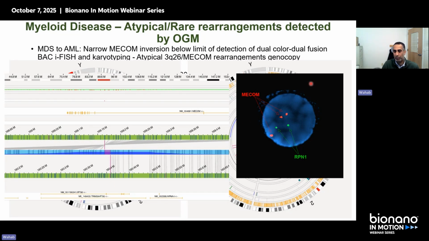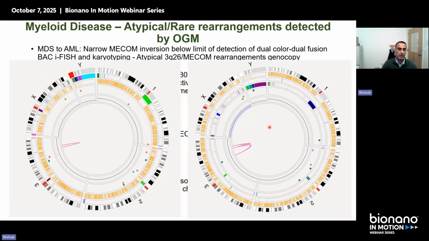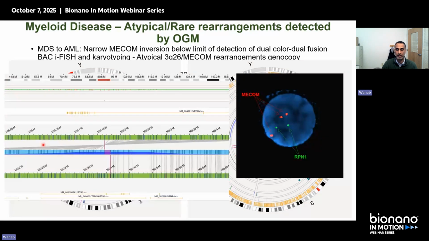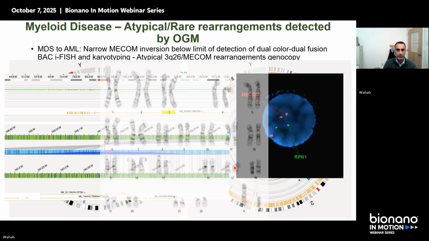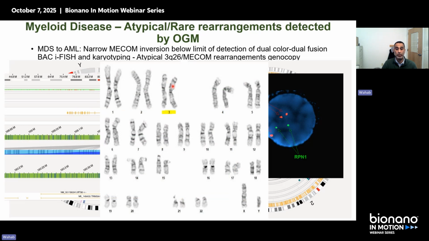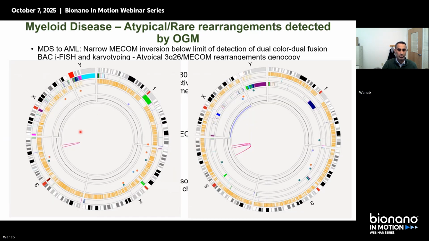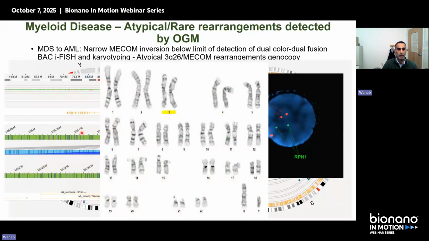So it's disrupting MECOM on the dual color dual fusion probe that we run for this. We did see extra signals for MECOM, so that was highly suspect, and this was seen in a substantial number of cells that were analyzed out of the 200 that we typically do. So it tracked with this being disrupted and broken and causing an extra signal to be present. The karyotype was apparently normal, we didn't see it. So had we not run this case, we wouldn't have been able to ascribe it to an AML rather than an MDS category.